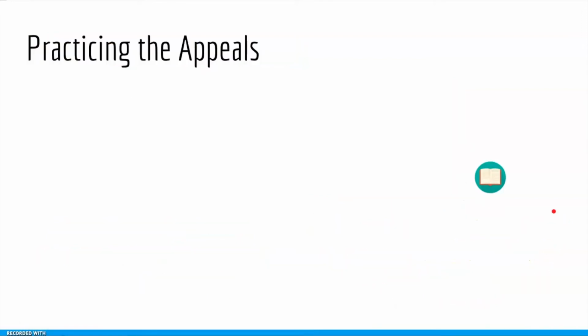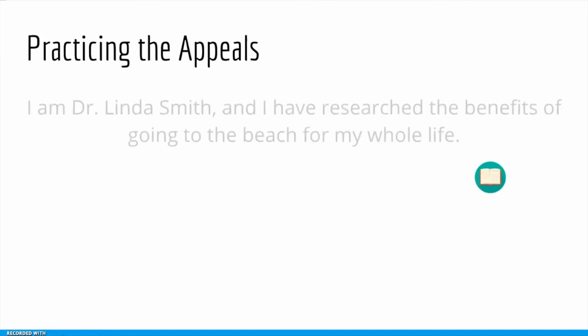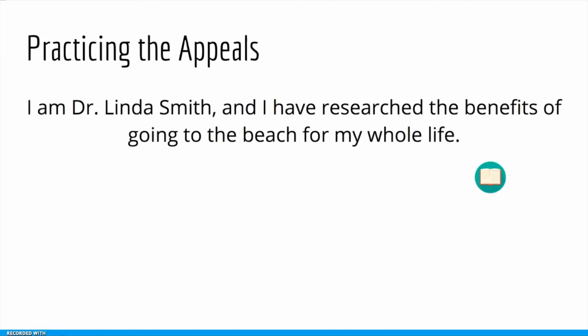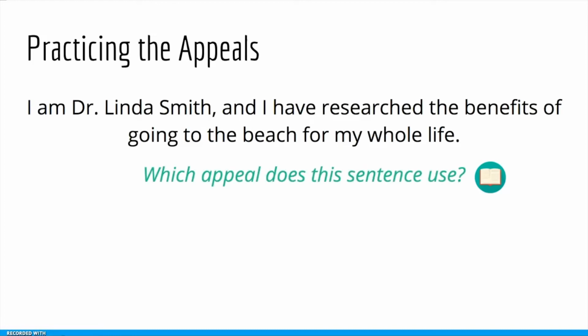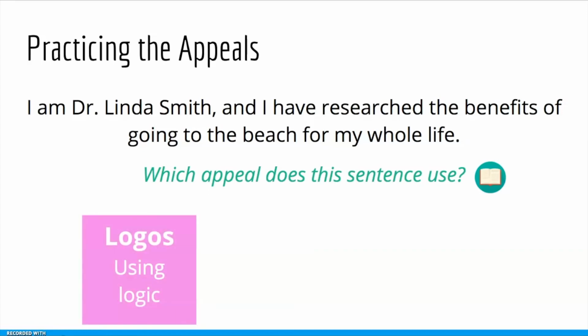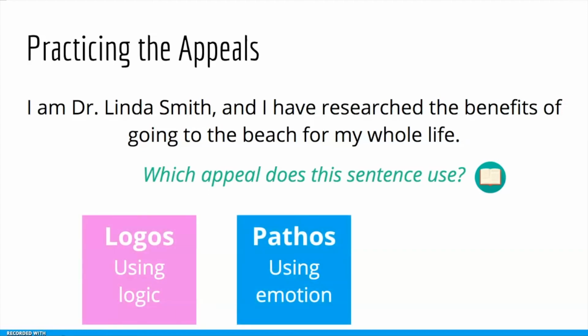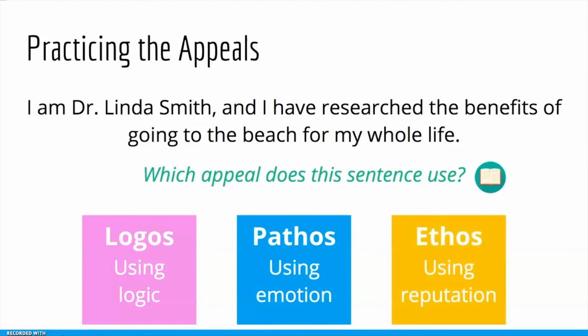All right. Let's now do a little bit of practice. I'm going to give you 3 statements, and each one uses a different appeal. So, our first one is this. I'm Dr. Linda Smith, and I've researched the benefits of going to the beach for my whole life. Which appeal does this sentence use? Is it logos, using logic? Is it pathos, using emotion? Or is it ethos, using or setting up a reputation? Go ahead and write your answer in the study guide.